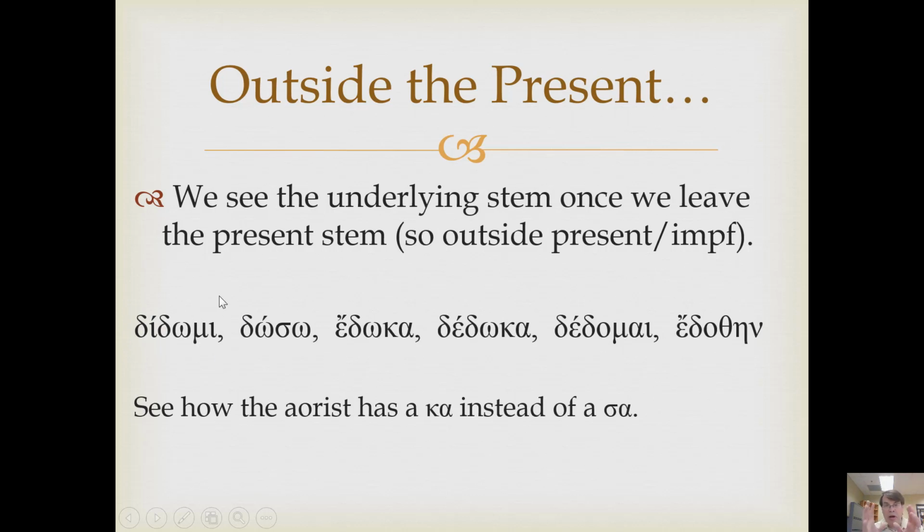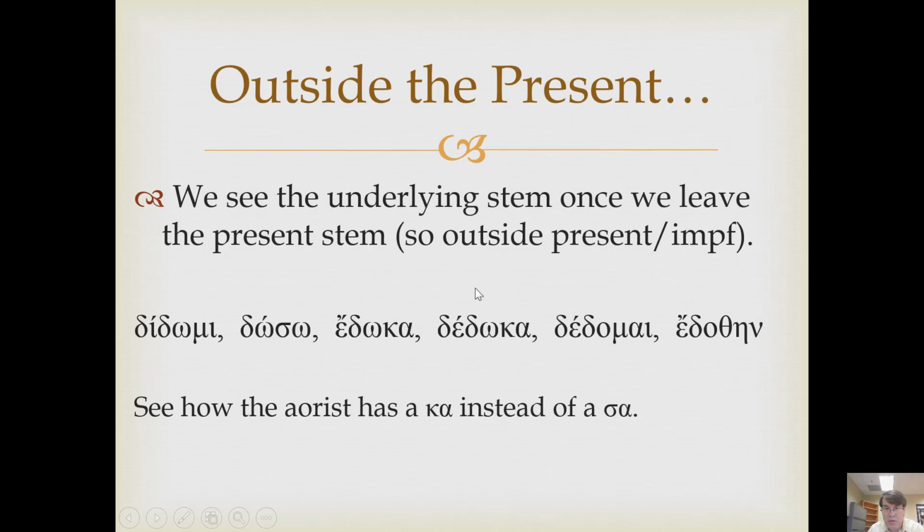But if I know that the underlying stem is delta omicron, then here in the future, it's just added a sigma, just like the other futures I know have added a sigma. And it does an augment in the aorist indicative, and it does a kappa alpha instead of a sigma alpha. But it's much like the aorist. It's just traded out the kappa for the sigma. The rest of these are pretty regular. The perfect reduplicates with an epsilon. Present reduplicates with an iota. Perfect still reduplicates with an epsilon. Perfect active still has a kappa alpha.